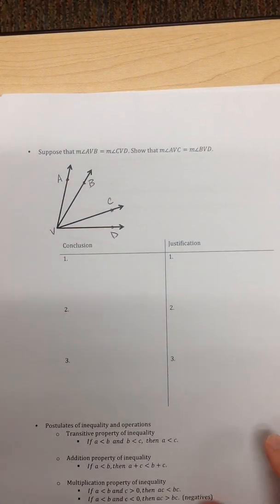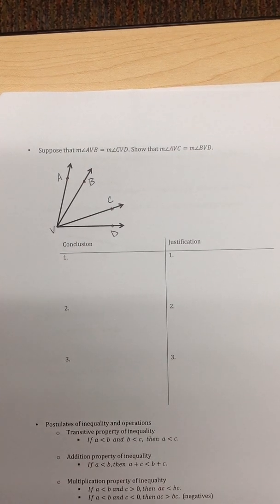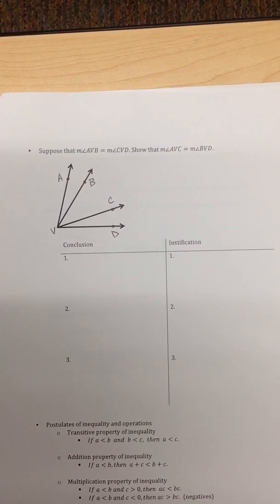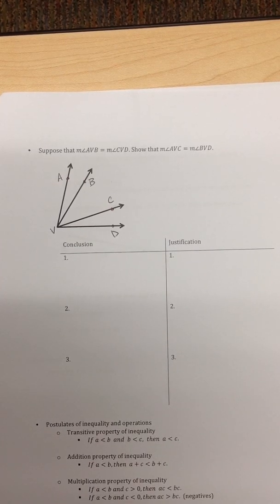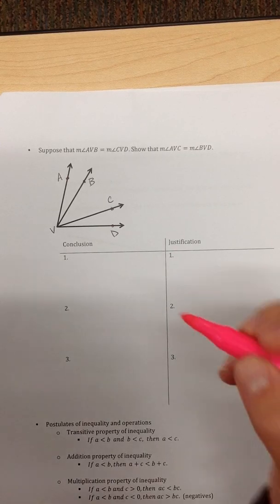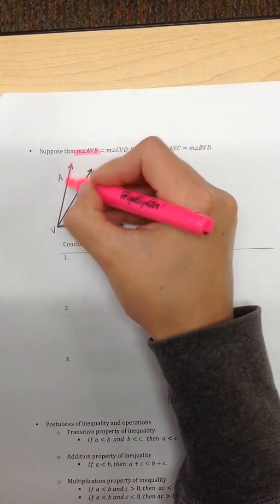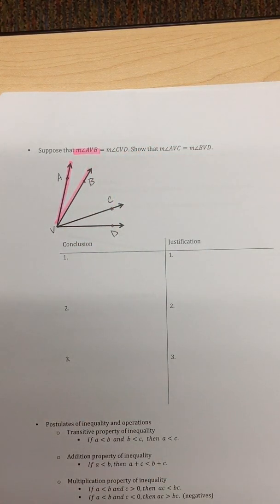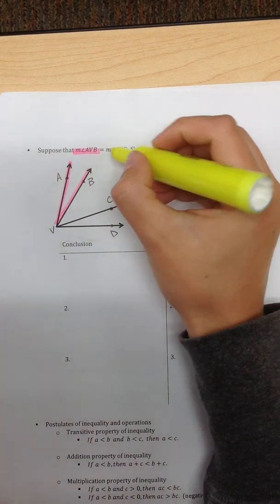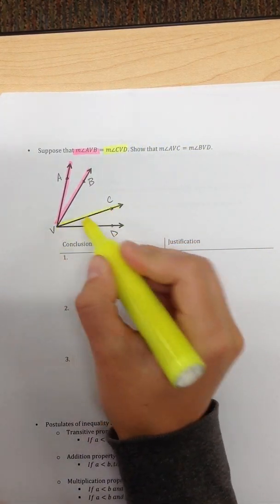So we'll do another one of these, but this one involves angles. Okay, so here we've got, suppose that the measure of angle AVB is equal to the measure of CVD. So we've got two angles there and they're equal to each other, and then we're supposed to show that the measure of AVC is equal to the measure of BVD. Let's do some colors here because that makes it a little clearer for me to understand. So I've got AVB, that angle right there. I'll make that one pink. And I've also got CVD, that one there.